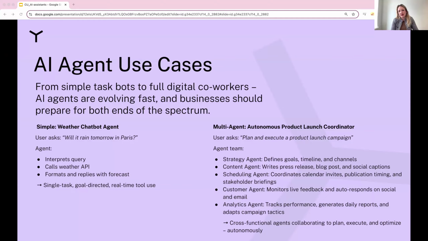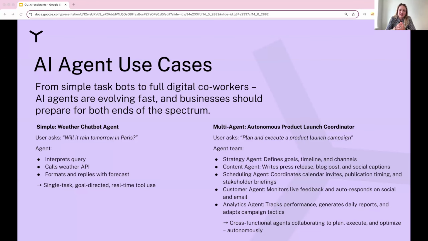So basically, you would ask the agent, will it rain tomorrow in Paris? And then in its simplicity, it calls the weather API to get the weather. It interprets the query, and then it formats and replies with the forecast for the next day. So it's single task, goal-oriented, real-time tool use.